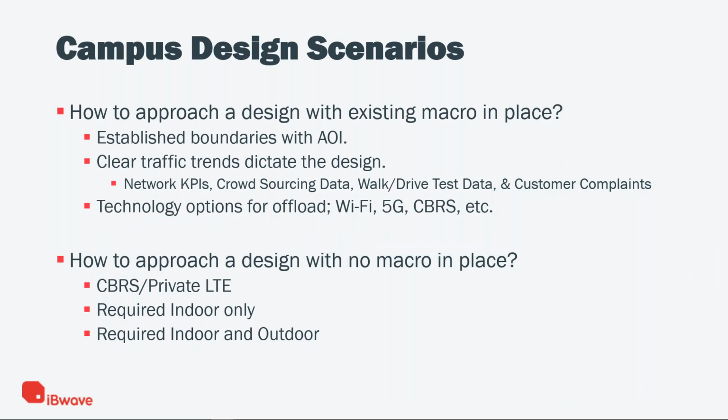So, some campus design scenarios to consider. Definitely the area of interest. You need to know the extent of that area and where the traffic is, the traffic trends and traffic patterns in that particular area, because it will dictate the placement of the nodes. But not only that, customer complaints need to be considered. Now, customer complaints can be an afterthought when it comes to some campus venues, not necessarily campus together, but some campus venues like stadiums and arenas.